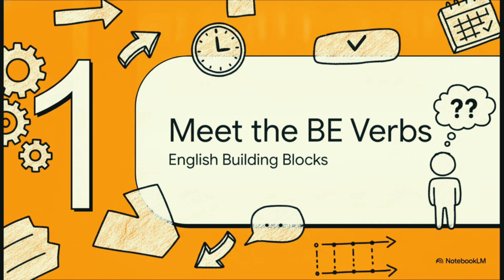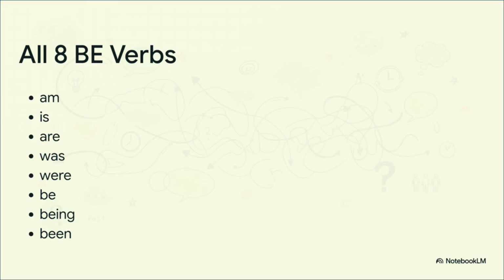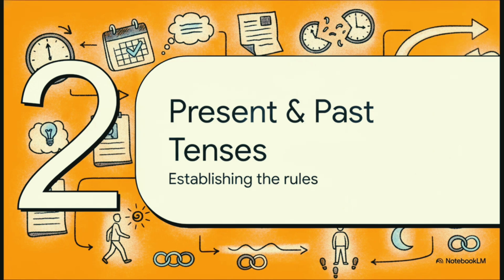All right, section 1, meet the be verbs, the actual building blocks of English. Okay, so here is your complete toolkit. I know it looks like a lot, but there are only 8 possible forms to learn. Am, is, are, was, were, be, being, and been. That's the whole shebang. The golden rule here is that these verbs change depending on who is doing the action and when it's happening. Once you get the hang of these 8 little words, you literally unlock a massive portion of English grammar.